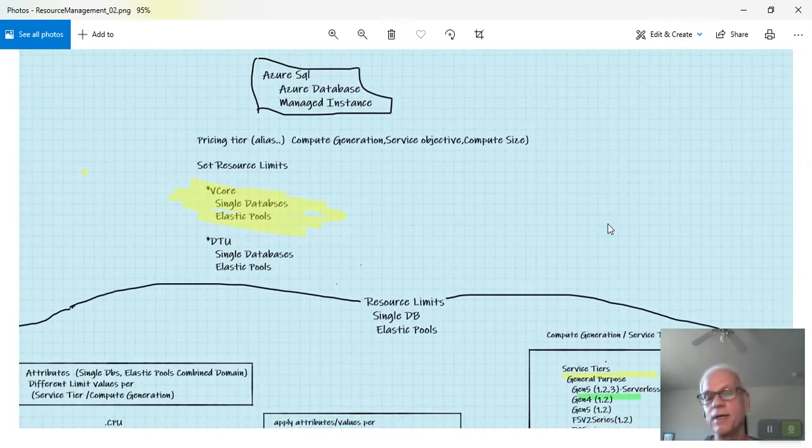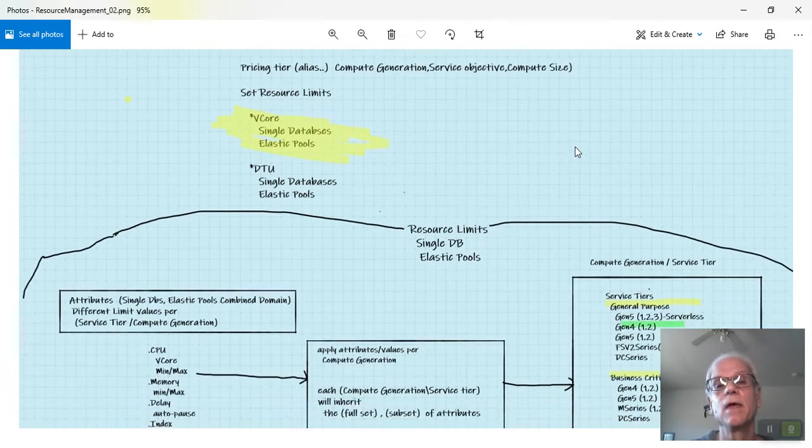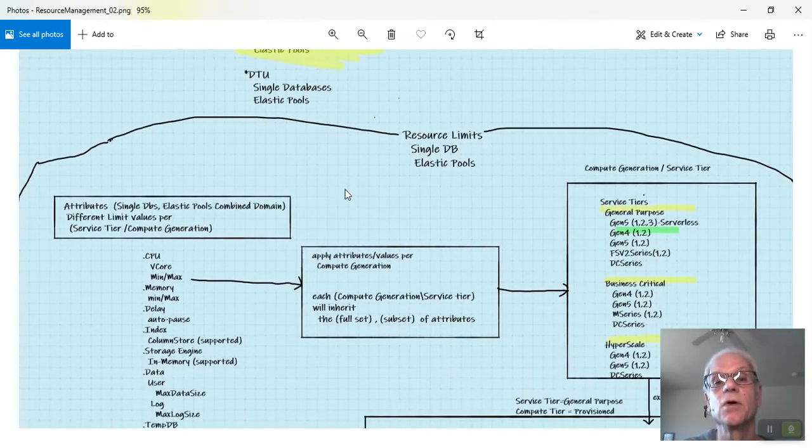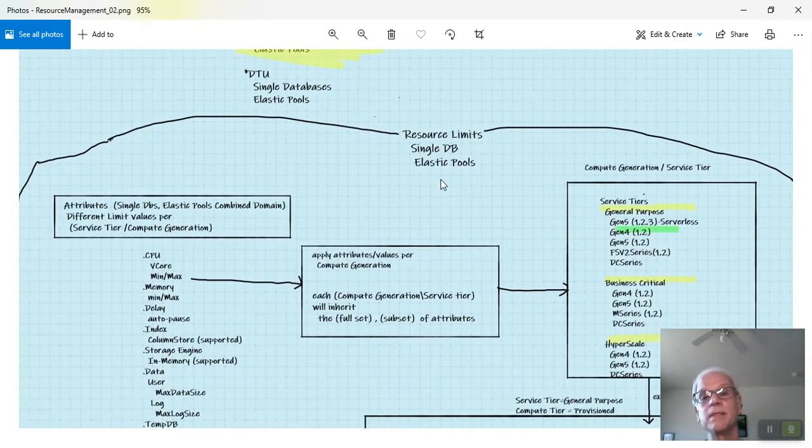So there are certain pricing tiers within the vCore model, and certain names that are assigned to the vCore: compute generations, service objective, and compute size. A little confusing, but just some of the names that are thrown around when talking about the vCore model, so don't get confused by that. Our discussion is limited to the vCore model for single databases and elastic pools, so the resource limits per single database and elastic pools.